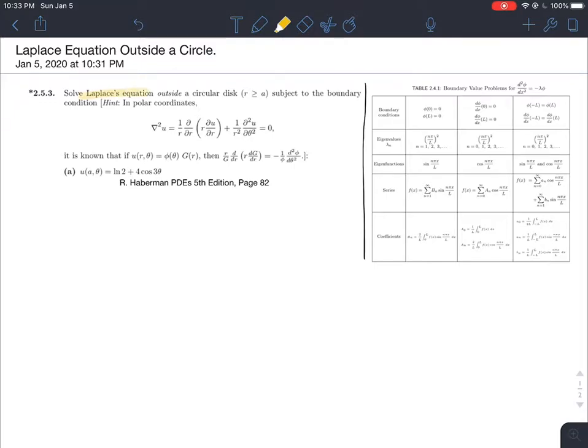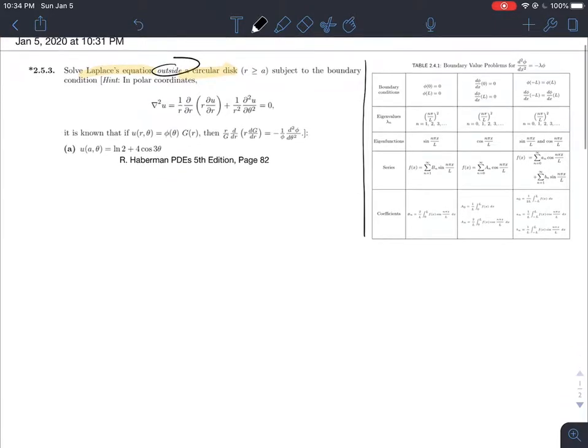So we're told to solve Laplace's equation, big surprise, outside a circular disk. In the previous video about solving Laplace's equation on a circle, we solved it inside the circle. This time we're going to approach this question a little bit differently and solve it for the outside of the circle. And you'll see where we go astray a little bit differently.